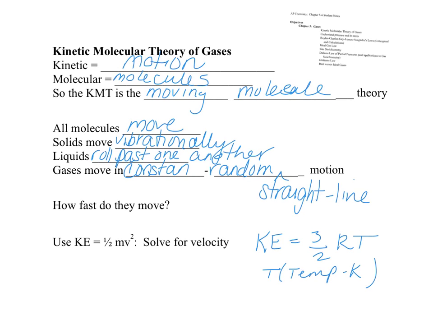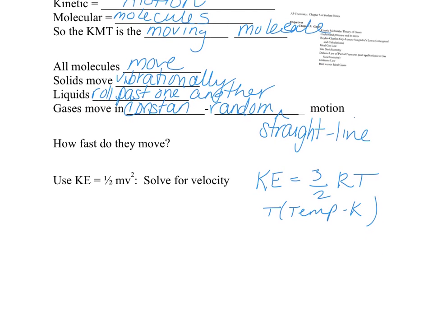And the R is a gas law constant. And that R equals 8.3145, and that's joules per mole dot Kelvin. That is the gas law constant.